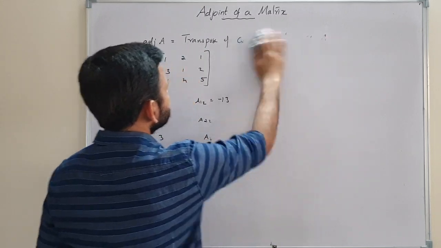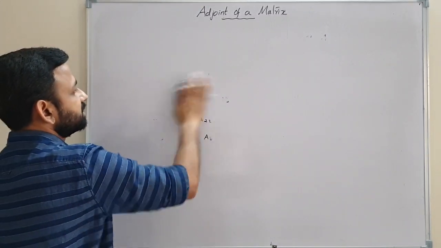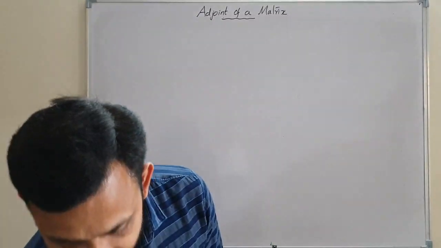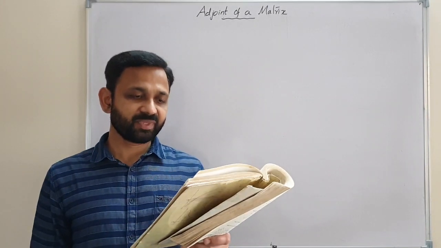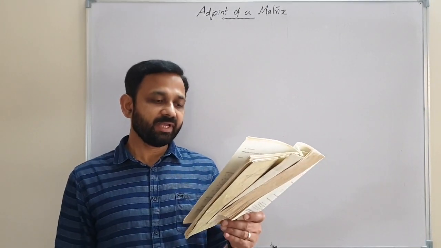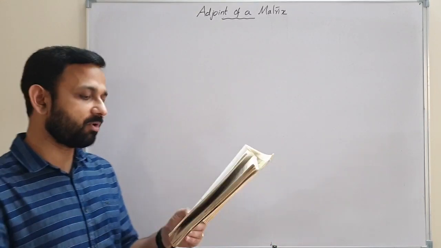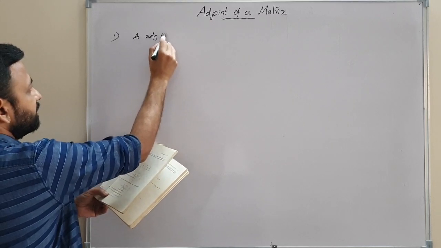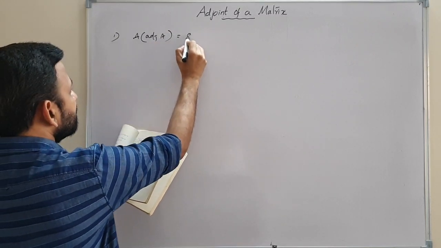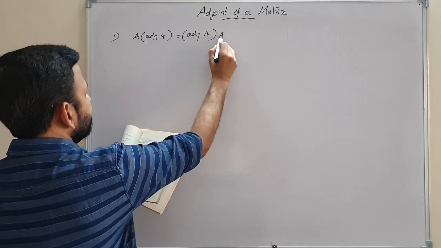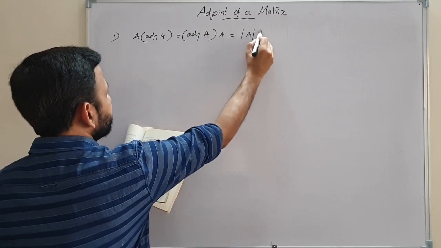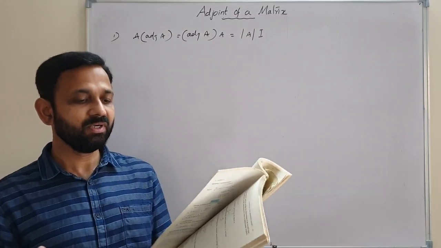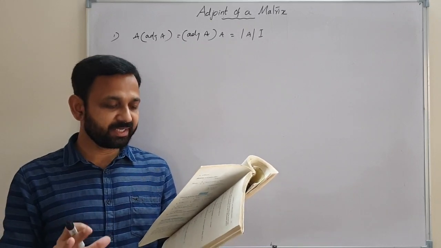Now we have to learn some important properties related to the transpose of a matrix. Some results we are going to learn. First one, some theorems. If A be any given square matrix of order n, then A into adjoint A is equal to adjoint A into A, equal to determinant A into identity matrix.